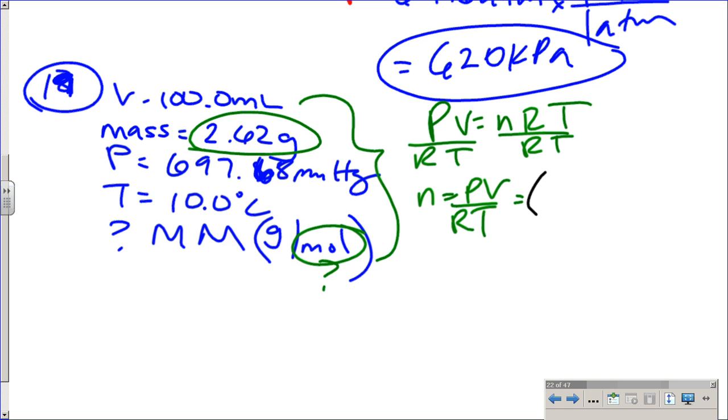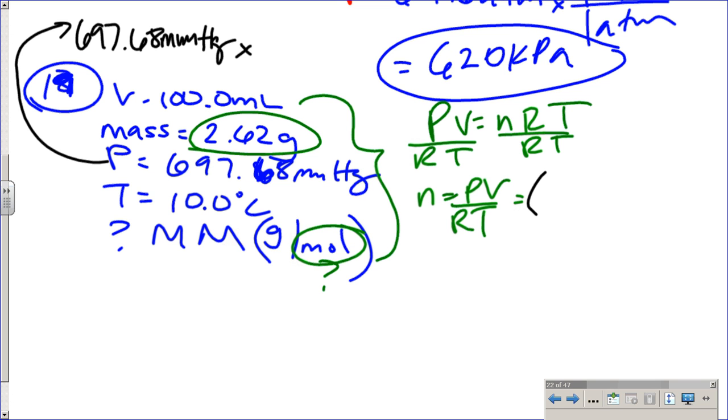P, what do I got to do with P first? I got to get that to atmospheres. You don't have to show this work, that's fine with me. You can calculate it in your calculator. You take your 697.68 millimeters of mercury times what over what? 1 atmosphere over 760 millimeters of mercury. That is a value, what is it, 0.918? 0.918 atmospheres. Okay, so that's the P we plug in down here.